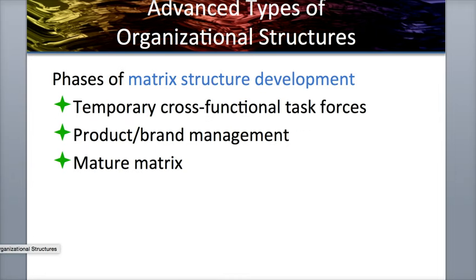Now, the phases of the matrix structure: you can start as a temporary cross-functional task force that evolves into a product or brand management team, and then those brand management teams become fully functional teams, and that's when your mature matrix structure is developed.